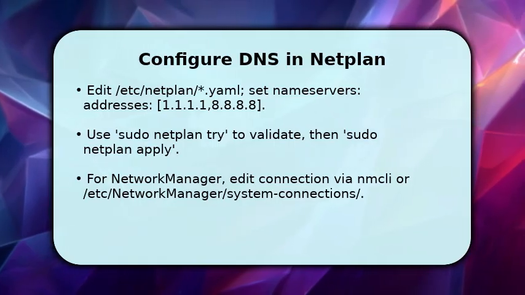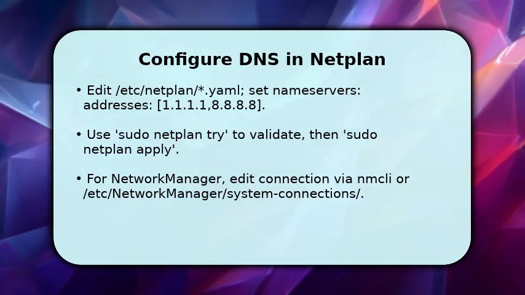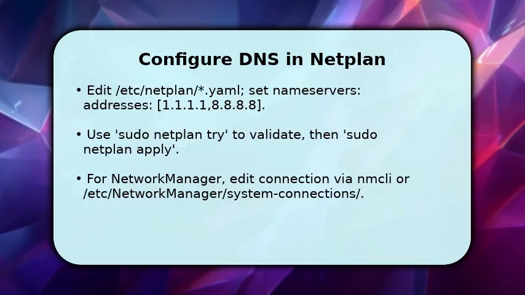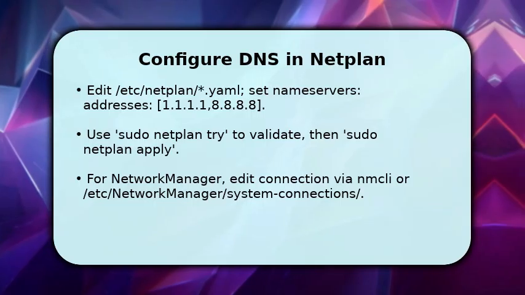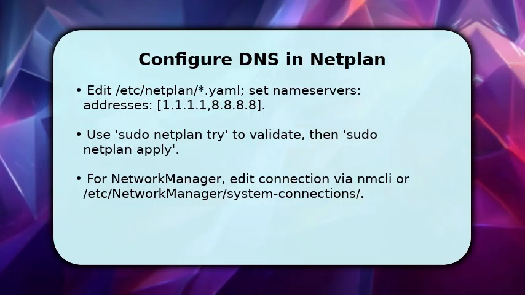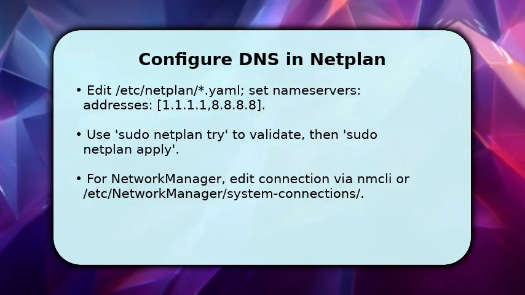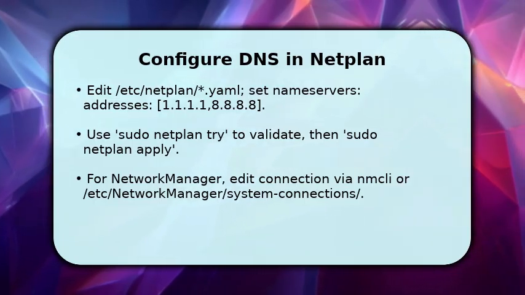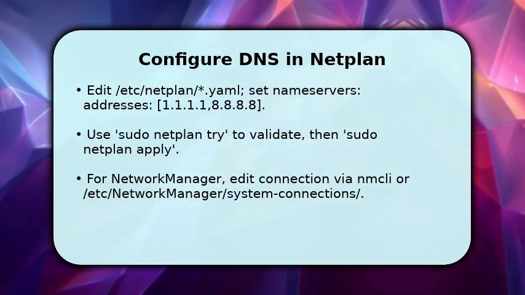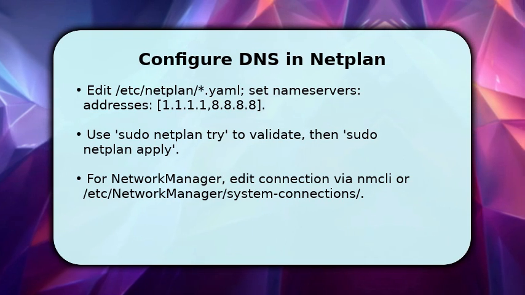Under ethernets or network, set nameservers, addresses with comma-separated IPs like 1.1.1.1, 8.8.8.8, and optional search domains. Make sure indentation is exact; YAML is strict. Next, run sudo netplan try to validate changes interactively, and then sudo netplan apply to make them persistent.